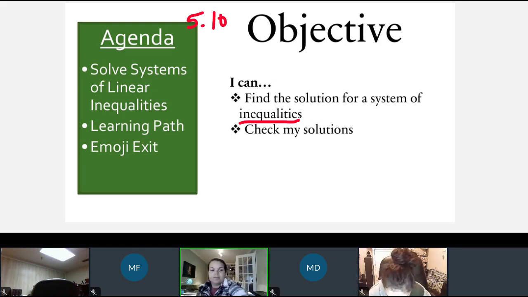Okay. This is not much different than graphing, and all it is is graphing two inequalities. Okay, so it's not much different than solving by graphing just regular systems. Just our solution is going to be a little bit different.